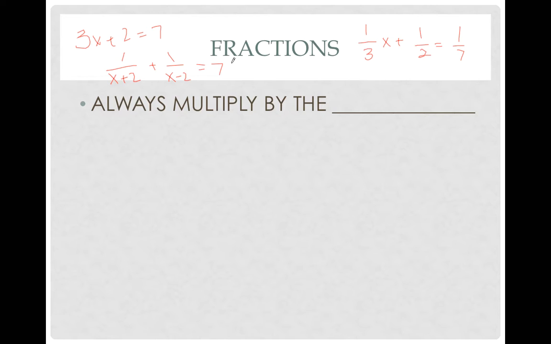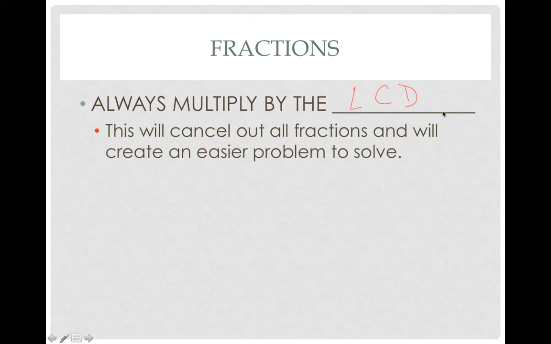But the thing we need to get, notice it's in all caps, is to always multiply by the LCD, the least common denominator. This is very important for us to divide or multiply both sides of the equation by the least common denominator. By multiplying by that LCD, you're going to cancel out all fractions, and it will create a much easier problem to solve. So I'm going to write up some examples here, basically straight out of the textbook.